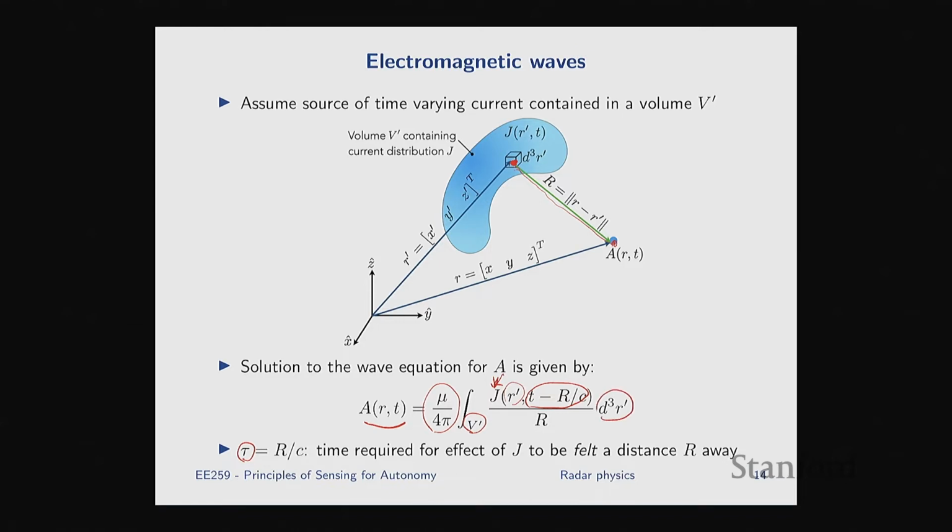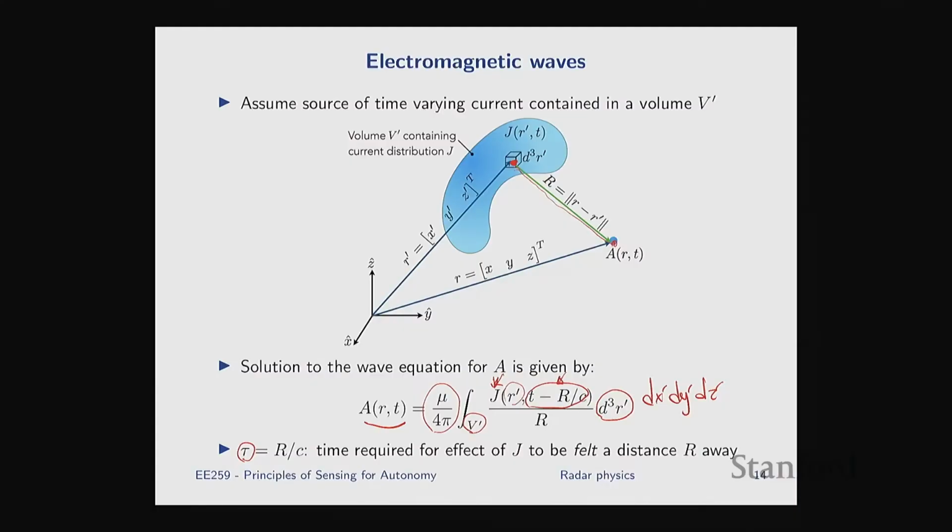This d cubed r prime, if you're not familiar with this notation, is just a differential volume element, so it's equal to dx prime, dy prime, dz prime. That's what it is, okay? So this is fine, very general, no assumptions here. This always works, right? Any current distribution, any V prime, this is as fundamental as it gets in terms of finding electromagnetic radiation.